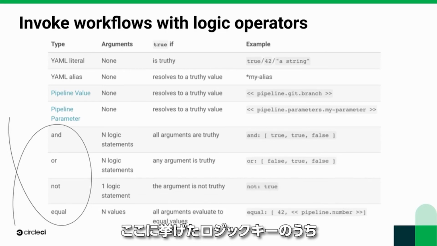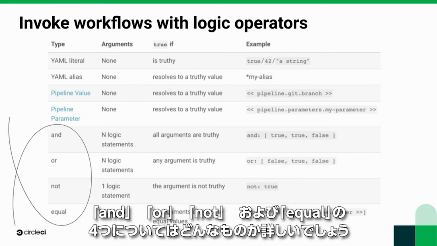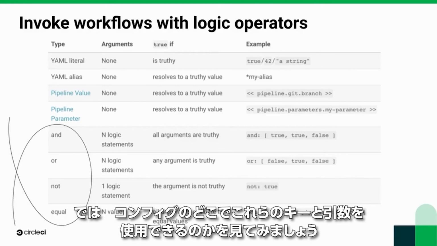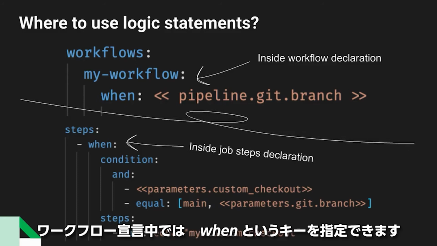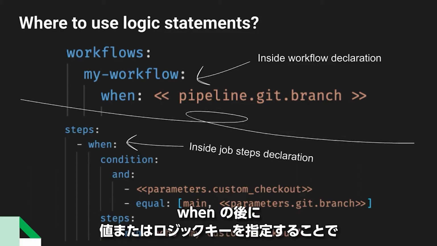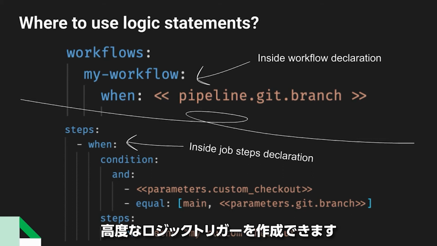And you're probably familiar with these keys. We have and, or, not, and equal. So let's take a look at where you use these keys and these arguments in your configuration. So we have two examples here. We have the top example, which is the workflows section. In your workflow, you can supply a key called when, and that will allow you to enter in one of the values or one of the logic keys to create an advanced logic trigger.